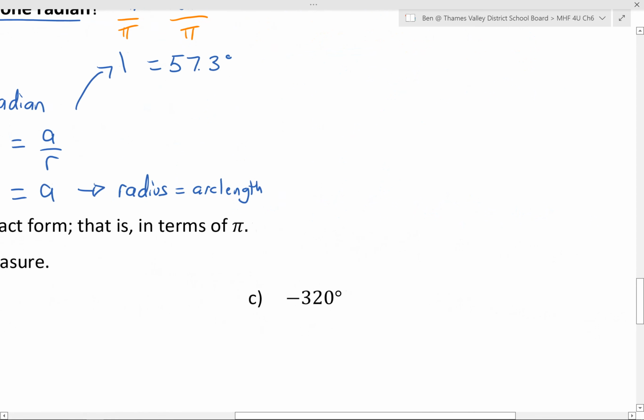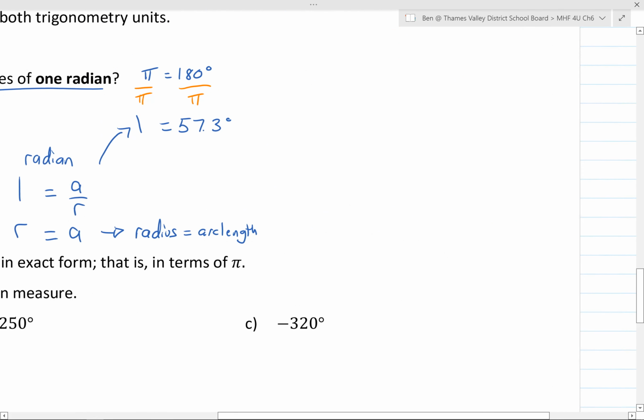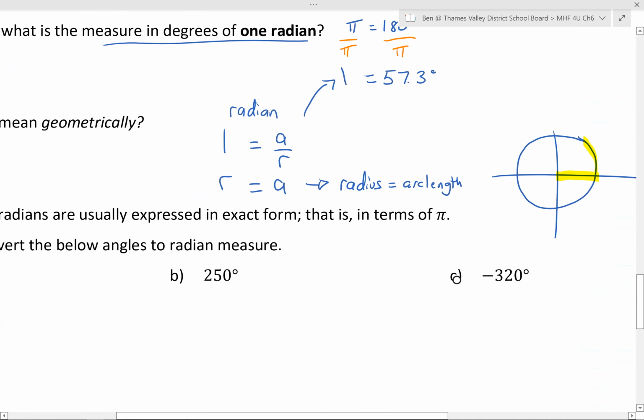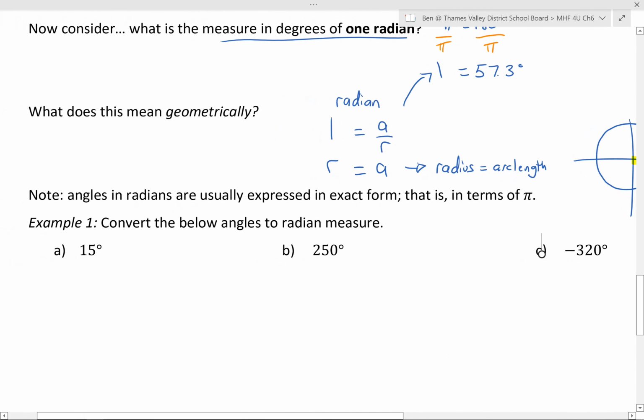And that means, let's just draw a quick sketch right here. We have our circle there. The distance of 1 radius, which is something like this, is equivalent to the length around here, 57-ish degrees, 57.3 degrees. These two lengths are equal, the arc length around and the radius. All right, that's just a fun little tidbit.